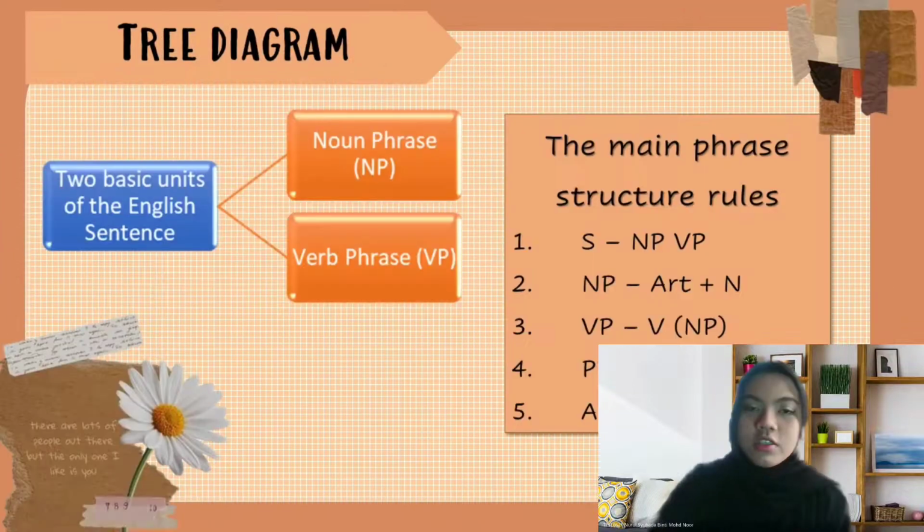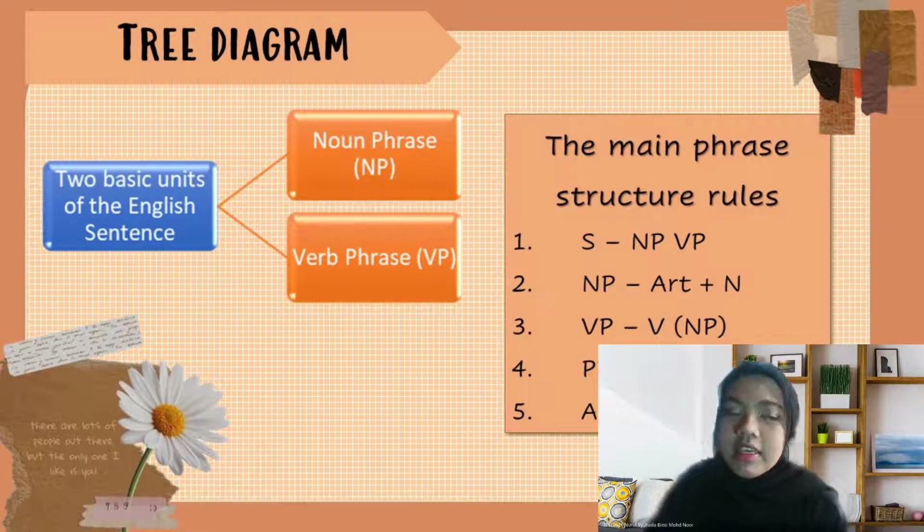So we can see the next is the tree diagram. The tree diagram is a newer method for diagramming sentences. In a tree diagram, a sentence is divided into two parts, a subject and a predicate. They are made up of noun phrases or verb phrases. The function of the tree diagram is to make it easier to see the parts and subparts of the sentence. So we can see the two basic units of the English sentence are the noun phrase and the verb phrase.